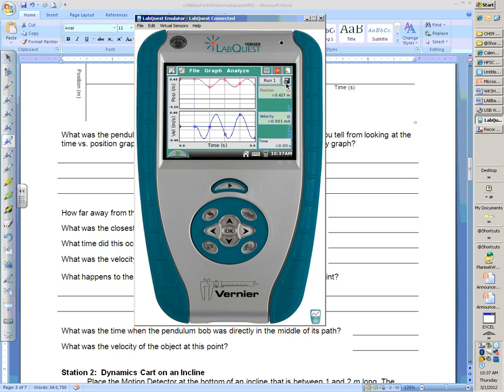Okay? What was the position at 0.0 seconds? 0.427 meters. So how far away was the pendulum bob when data collection began? 0.427 meters, right? Technically, what should we label it if we're labeling it as position? What side of the reference point is it on? So we should label it as positive 0.427.